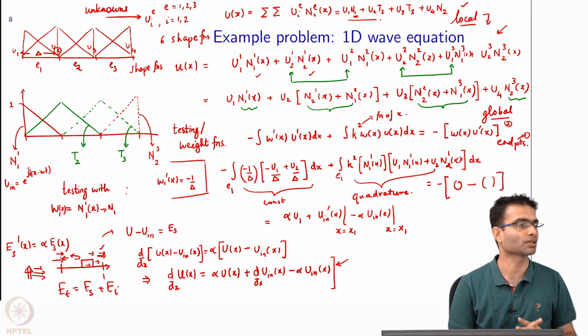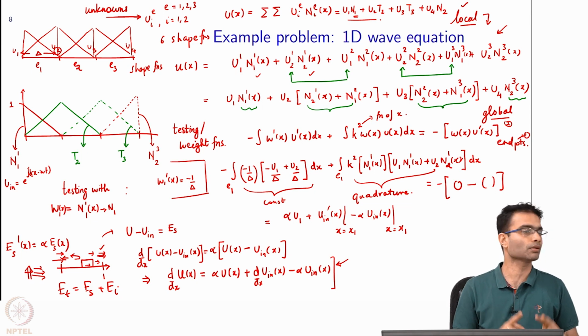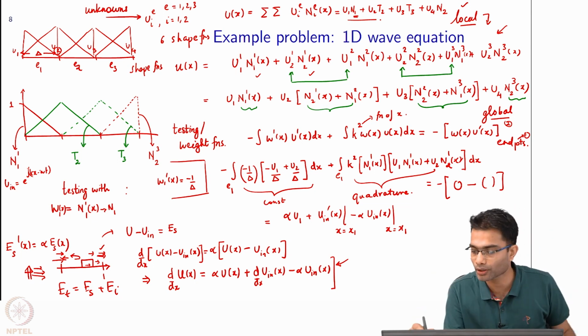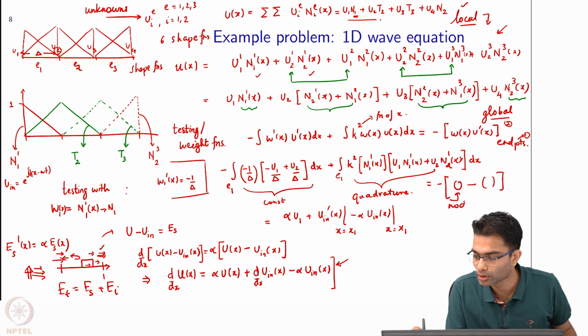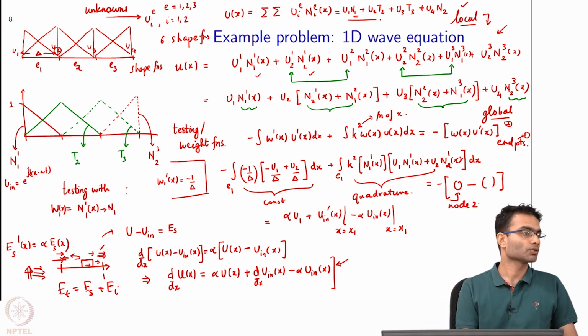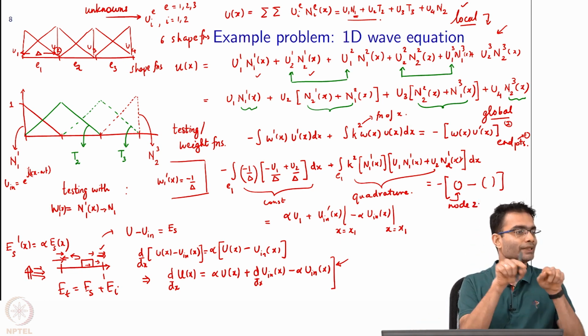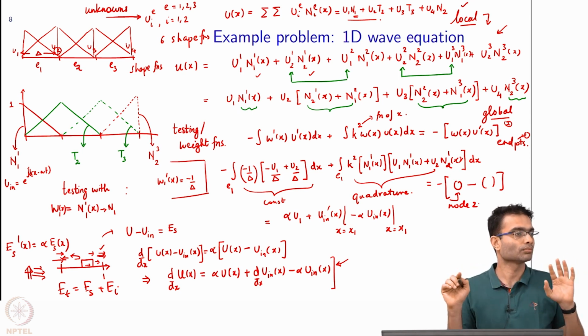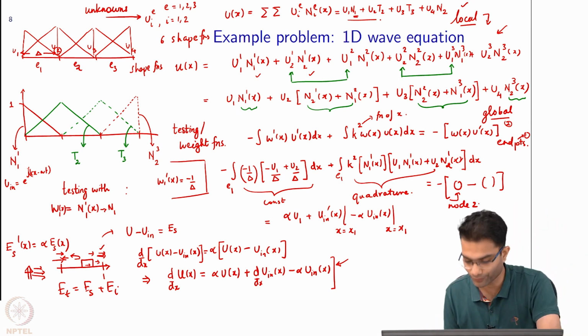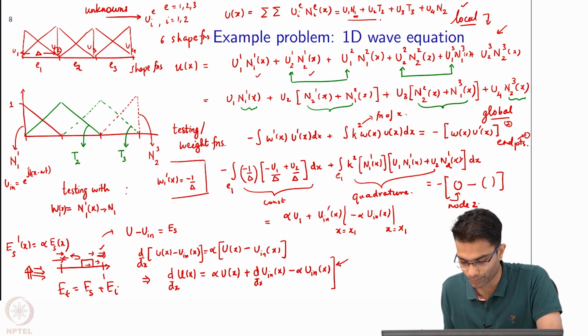So this is the only complication that appears at the boundary points. You notice that the contribution from node 2 was 0. So similarly, you will find that the contribution from interior nodes becomes 0. Okay. So what you are left with is just this contribution from the endpoint.